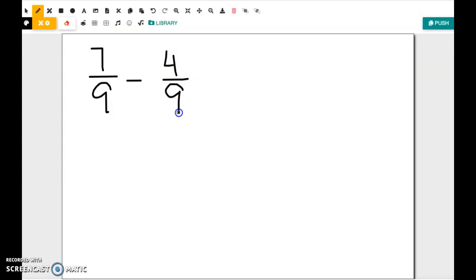Again, we have common denominators, ninths in both, so when we write our answer, we're going to keep the 9 in the denominator. Now we're going to look at our numerators. We have 7 minus 4. Okay, so when I think about 7 minus 4, I know that is 3, and my denominator is 9, so my answer is 3/9.